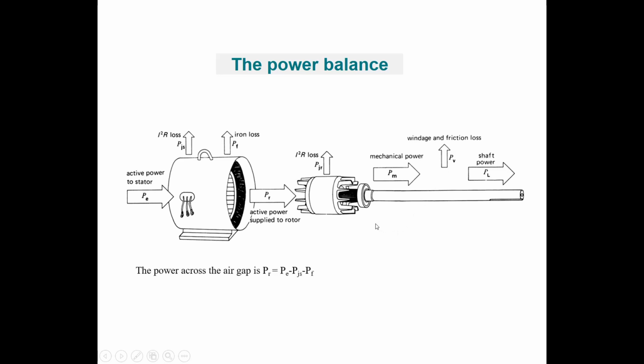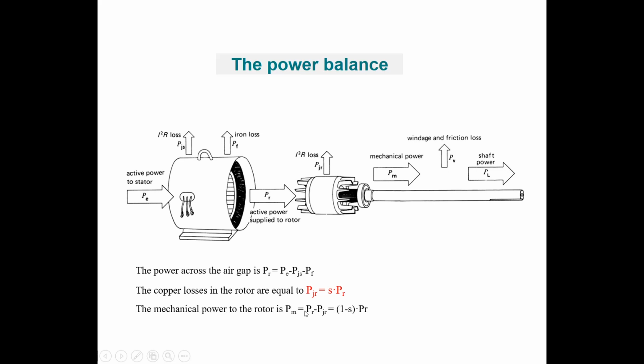Written in equations, the power across the air gap is equal to the input power PE minus the I2R losses in the stator minus the iron losses in the stator. We have seen that the copper losses in the rotor are equal to the active power supplied to the rotor multiplied by the slip. So in case of a locked rotor, we have 100% slip, so the complete electrical power is dissipated in the rotor. So you never want to have a locked rotor for an asynchronous motor.